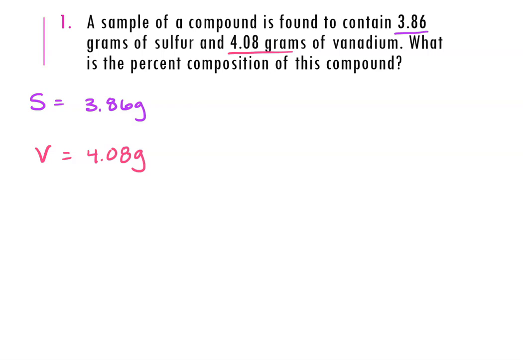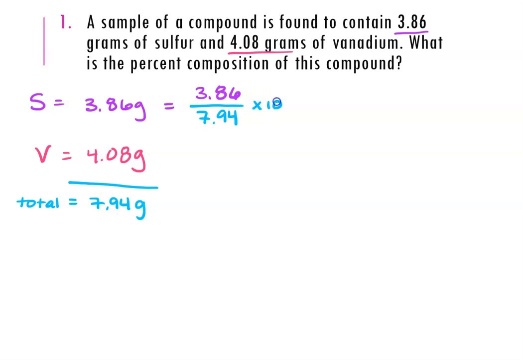Percent composition is part over whole, so I take the mass of each element and divide by the total. So the first thing I need is the total here. So I just add them together, put them in the calculator, and I get 7.94 grams. So now that I have that, I can just take each of these values, 3.86, divide by 7.94 times 100.